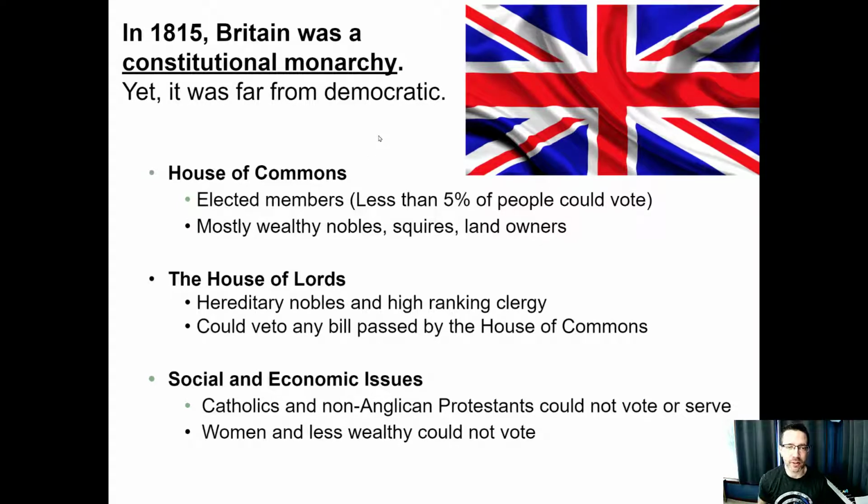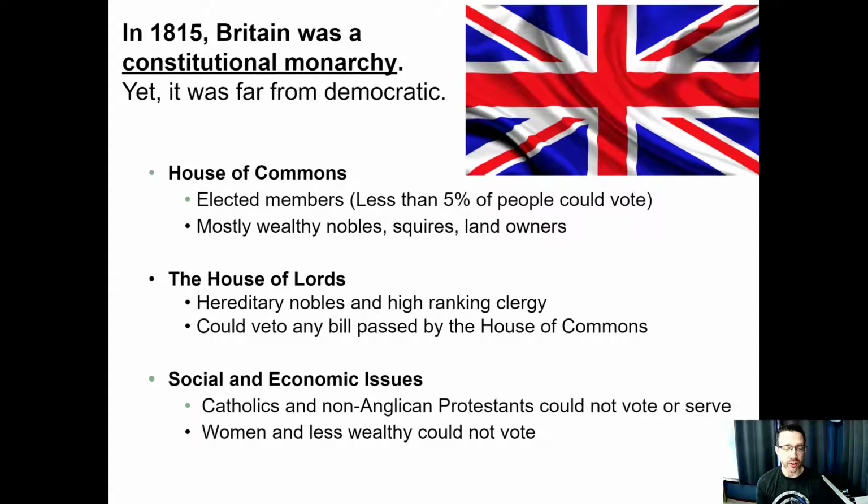But at the time when it first started, like 1815, only 5% of people could vote. So we had wealthy nobles and landowners and squires that could vote. So in a way, it's representative, but of only 5% of the people. What if only millionaires could vote? That's what it would kind of be like.